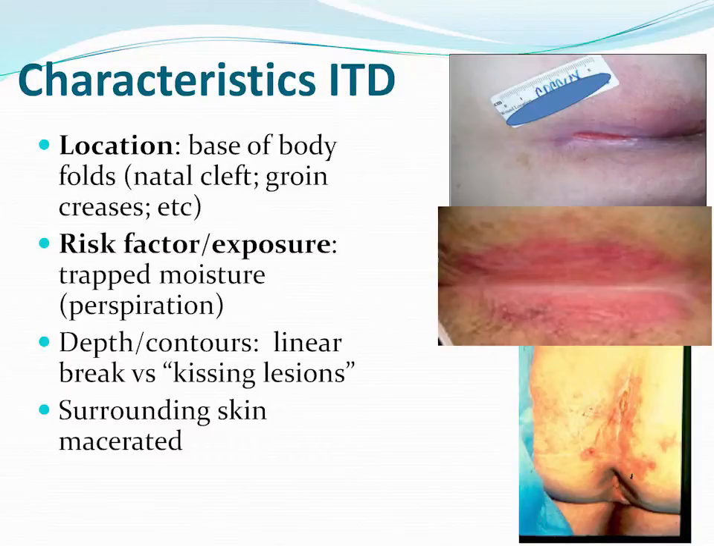You can also get what we call kissing lesions, so that you have 2 skin folds rubbing. This can be the buttocks, or it can be the pannus and the underlying skin. And so you'll get a lesion here and here from those frictional forces. What are we going to do?